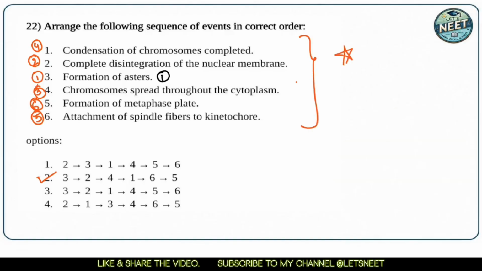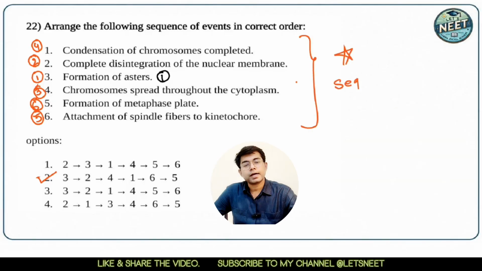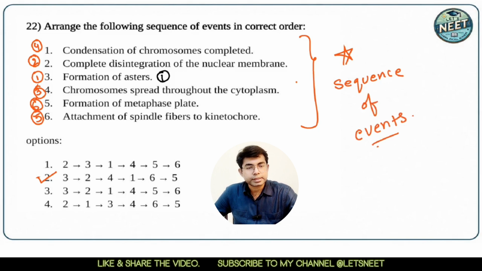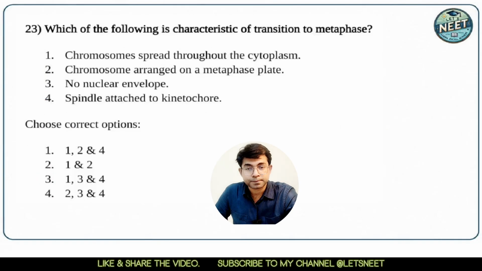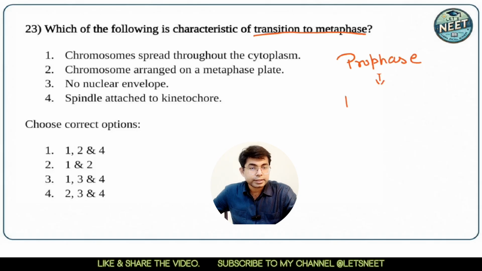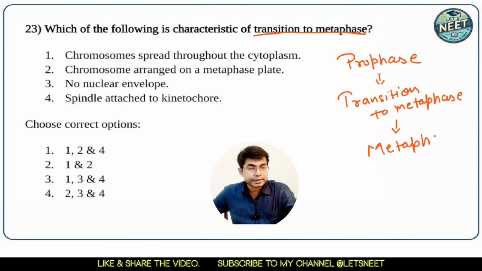Such questions are asked in which you are asked for the sequence of events. Such kinds of questions are asked from this chapter, so be very much prepared for them. Next question is, which of the following is characteristic of transition to metaphase? First of all, understand where transition to metaphase comes. We have prophase, and after prophase there is transition to metaphase, and then after this transition you will get metaphase. So this question is asking what are the characteristics of transition to metaphase.